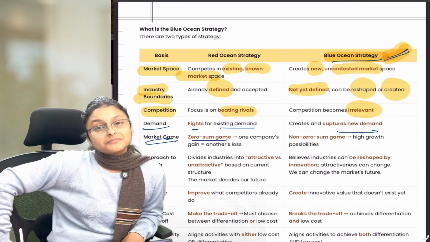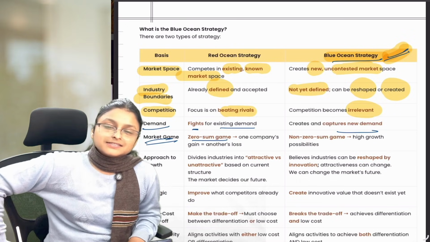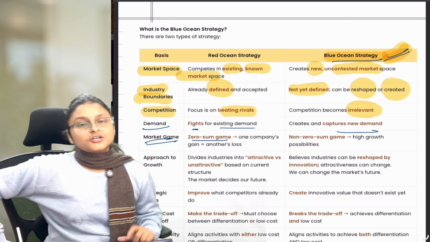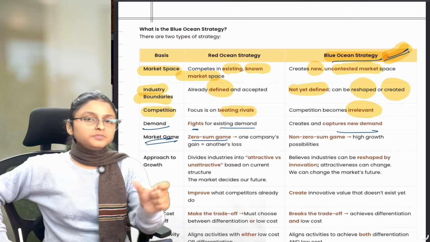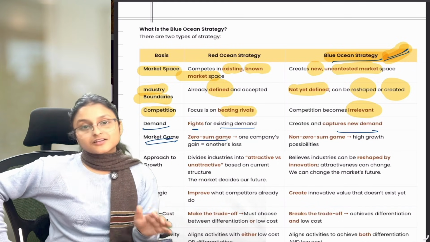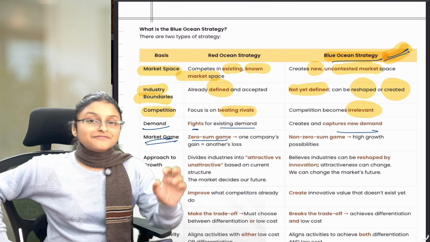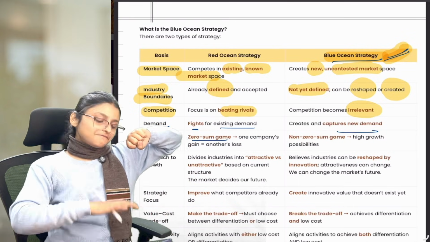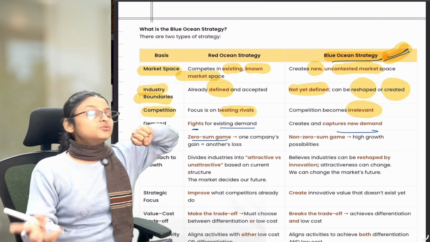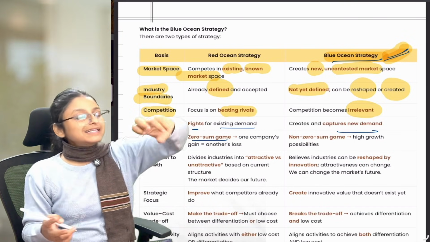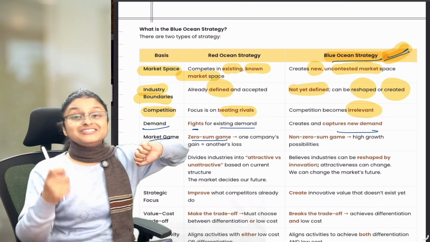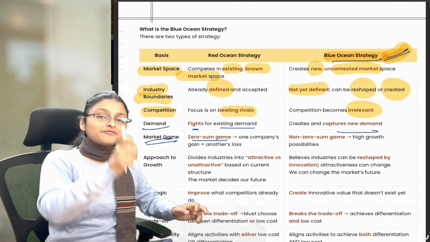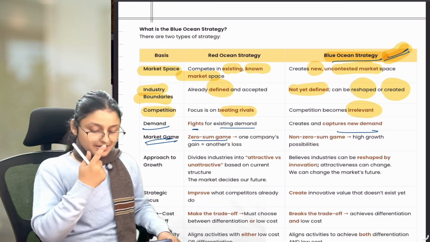Now, what is zero sum game? Think about it. As the market is defined, hence customers are also defined. So, for the same customer group, all competitors are fighting. And hence, if one competitor is able to grab a lot of customers, the other company will not be able to do the same. And hence, one's gain is the other company's loss because you all are fighting in the same market for the same customer group, right?